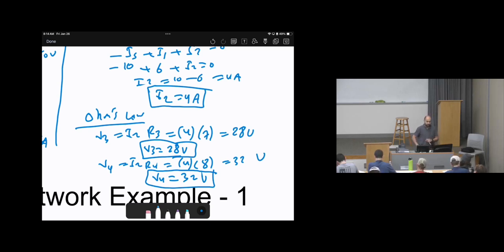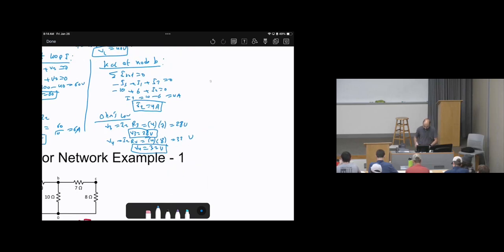That's it. So we just calculated all of the voltages, all of the currents. Any questions? Okay. Now let's go to the next example.